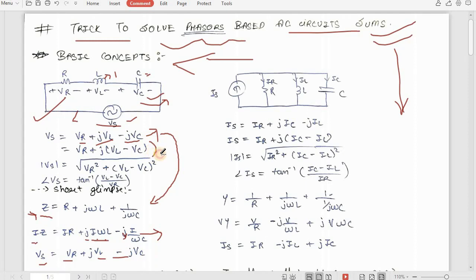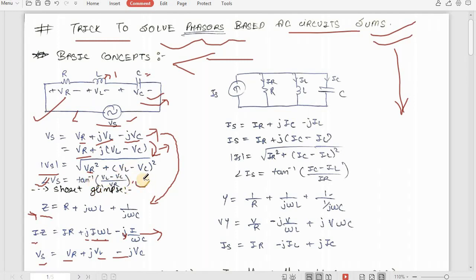Now if we simplify this equation, we get VR plus j(VL minus VC). Basically we are clubbing the real part and imaginary part separately. So this equation is converted to A plus jB form, and now you can get magnitude and angle very easily. The magnitude of Vs will be the square root of real part squared plus imaginary part squared, so VR squared plus (VL minus VC) the whole squared. Similarly, the angle will be tan inverse of imaginary part by real part, so tan inverse of (VL minus VC) upon VR.